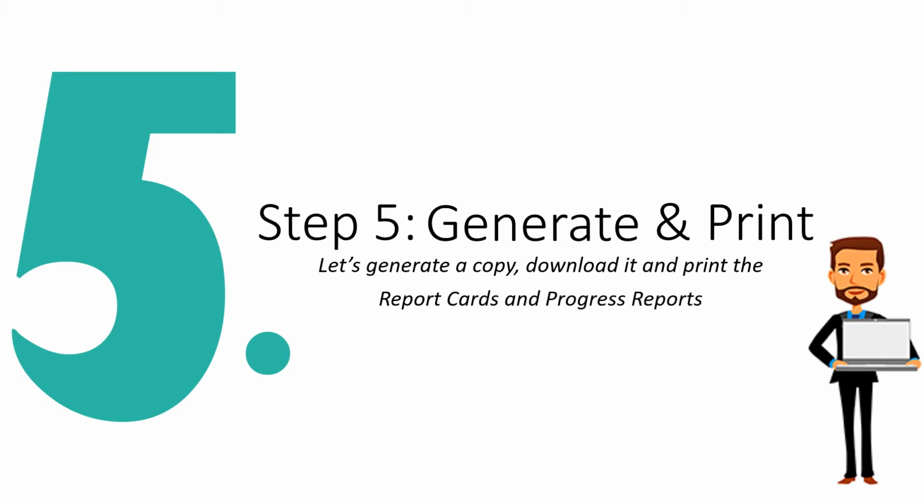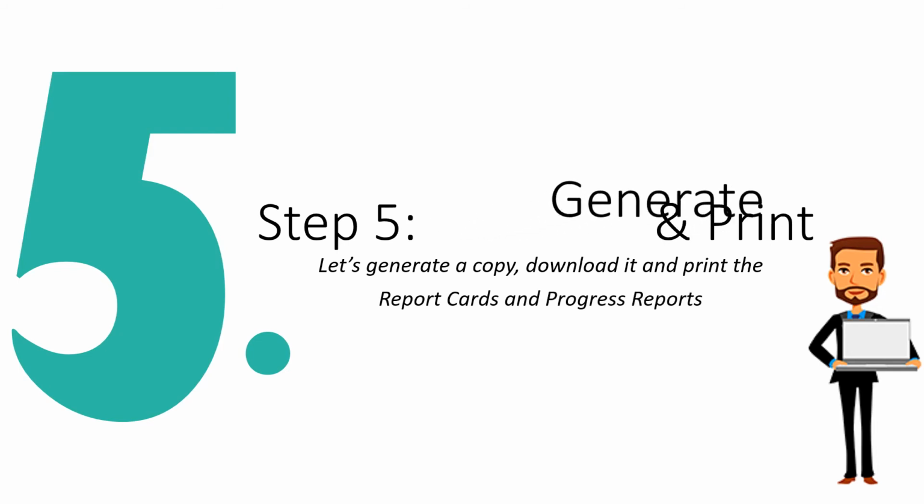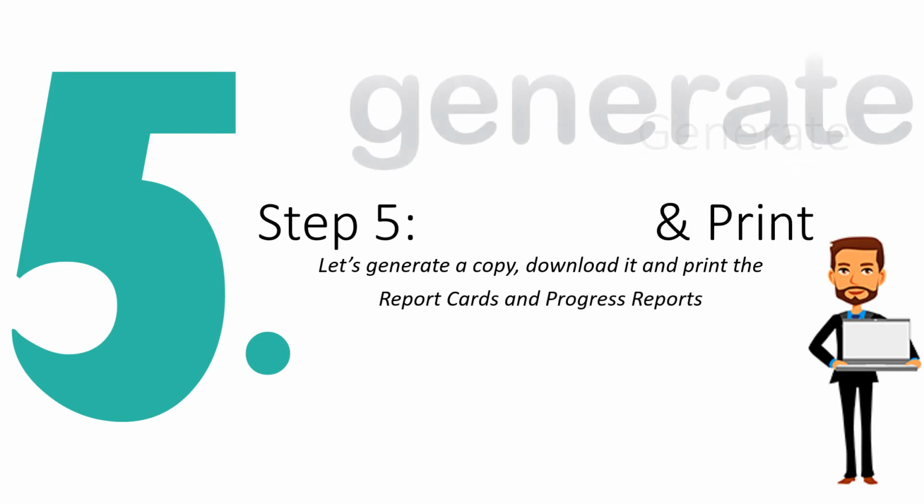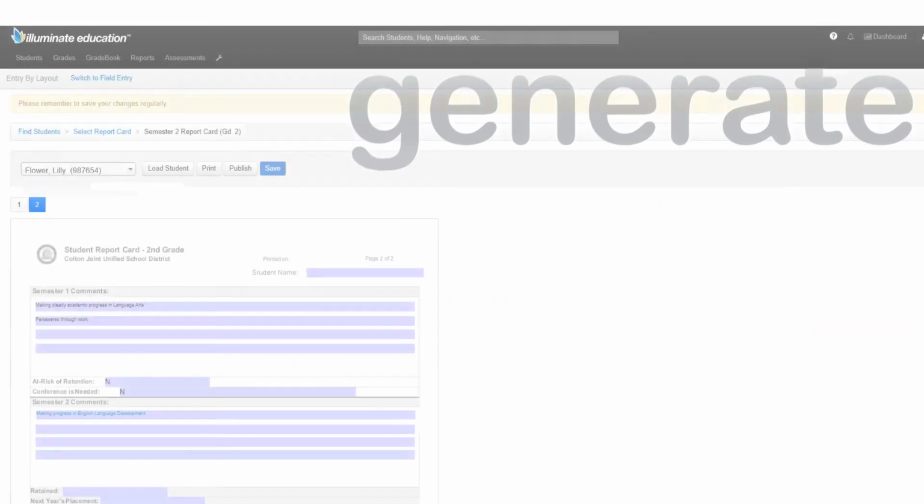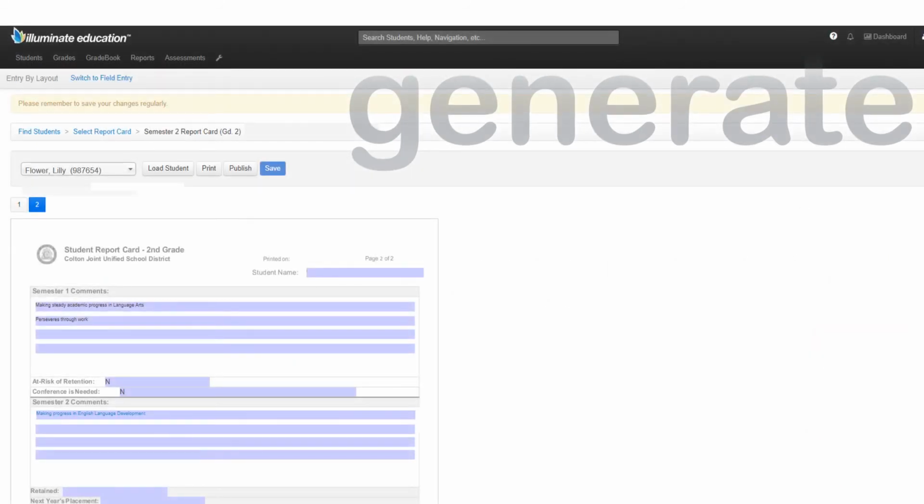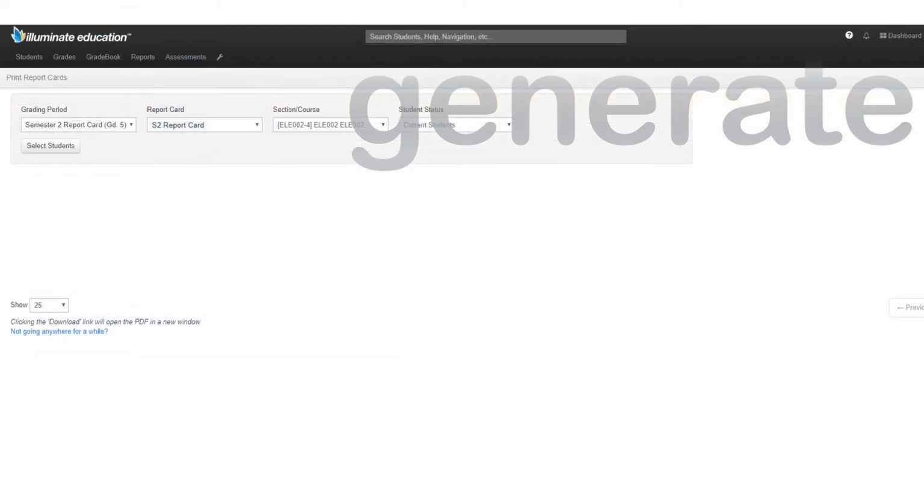Oh, wait, I don't want to leave you before telling you about generating and printing report cards. This is the last step. When in Illuminate, if you click on Grades and then Print and Print History, you will be faced with a few options. If you are a combo teacher, please make sure to select from the section and course each course that you teach. Otherwise, just click Select Students if you just teach one class.